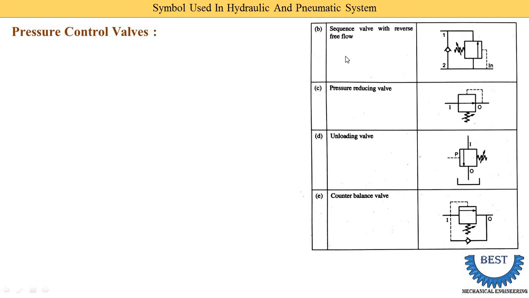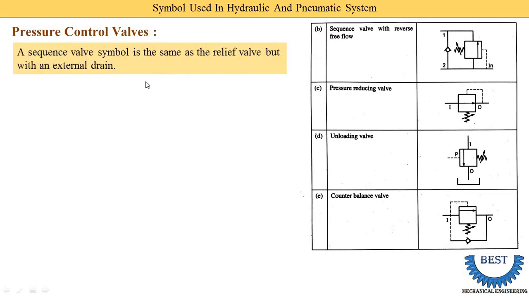So its symbol is the same as the pressure relief valve, but only one choke valve is provided. Reverse free flow means reverse free flow is possible by providing the choke valve. Another thing is the same: spring, arrow, line, arrow. Here the arrow is in this direction, meaning here is the input and here is the output. So it's just a rotated symbol, you do not need to be confused. If you see different books, different types of symbols are provided, but only the direction is changed. Some books provide it horizontal, some vertical, some rotate it 90 degrees.